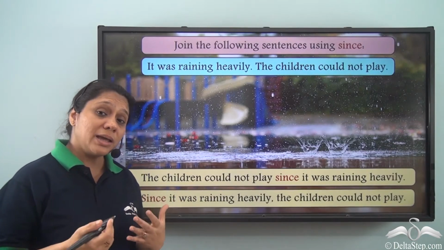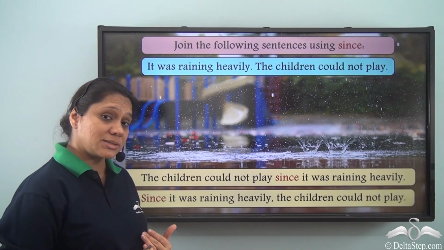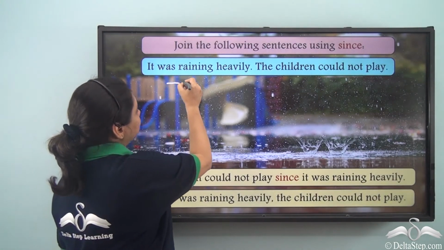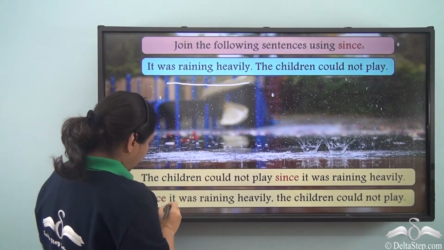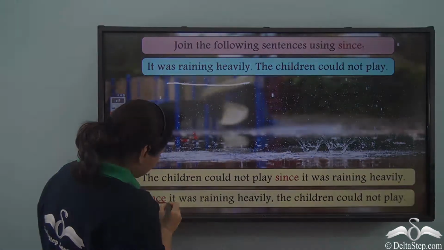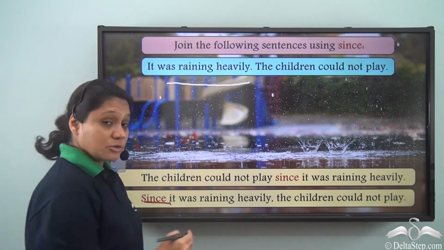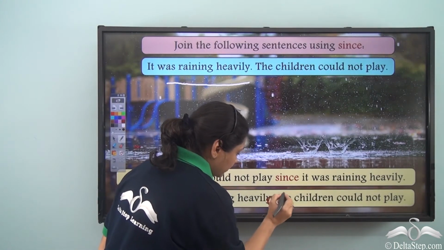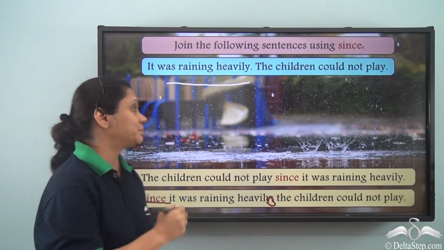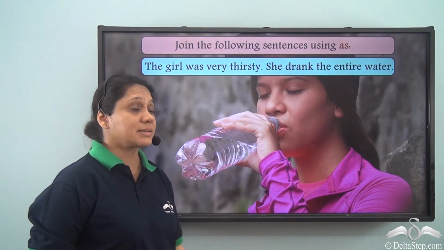Again, we can write it in another way. We can start the sentence with the conjunction since. Then how will we do it? We will put the reason, it was raining heavily, after since, and our sentence will be, since it was raining heavily, don't forget the comma which is required, the children could not play.